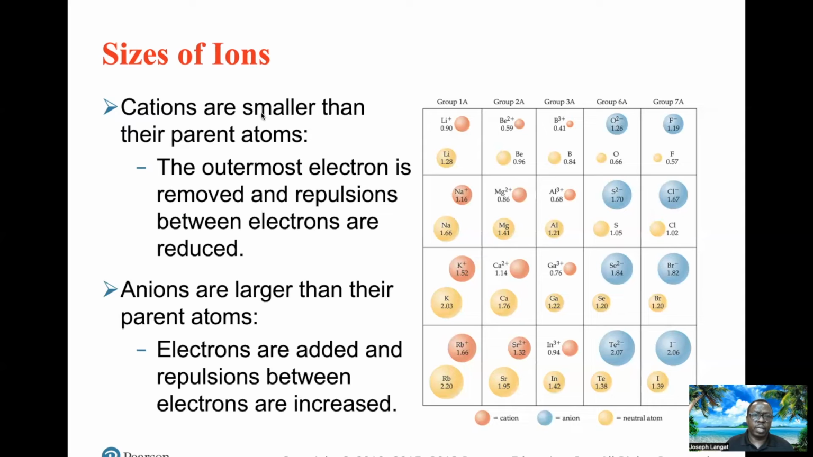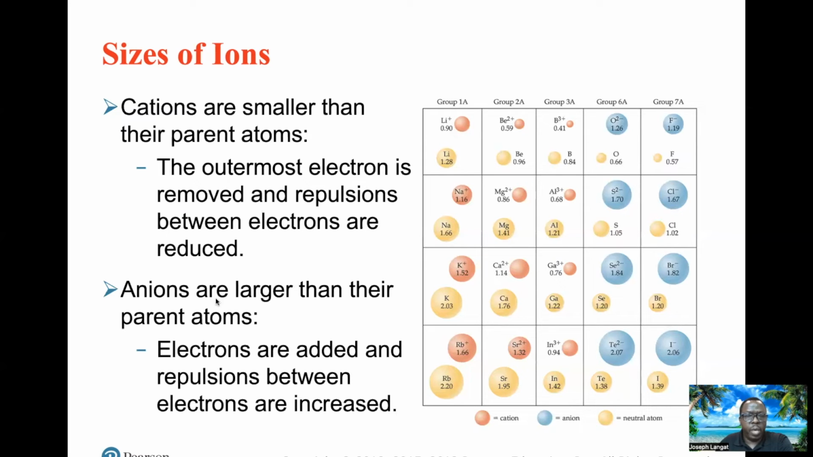So cations are smaller than their parent atoms. Just to explain, the outermost electron is removed and repulsion between electrons is reduced. So if we remove that, it will reduce the repulsion.